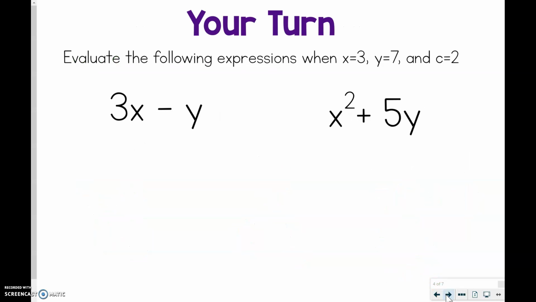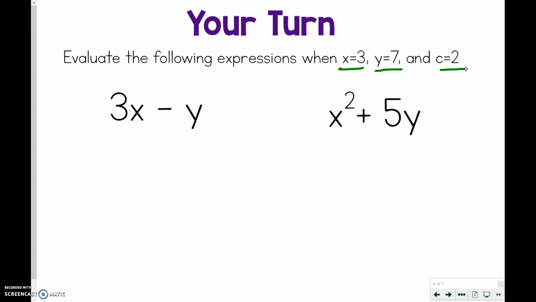If you want to challenge yourself, if you're like, I think I'm picking this up pretty quickly, go ahead and pause the video, see if you can try these on your own, and then check with me. But if you want to just do them right along with me, that's fine too. Make sure you're writing on something, following along, because these you do need to start doing with me if you haven't already. So they tell us that x equals 3, y equals 7, c equals 2. So that's what it's going to be for each of these problems in this particular case.